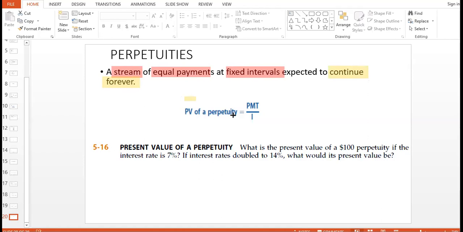So perpetuity is the one which continues forever. You can see the formula. In this formula, we don't have any type of n. We don't have n because it is forever. It is not for 5 years, 10 years, 20 years, or even 100 years. So it is forever.